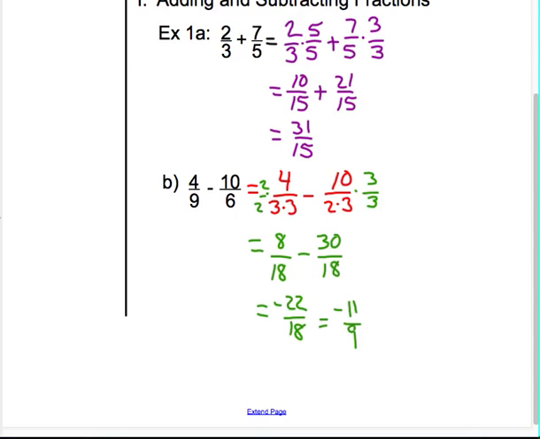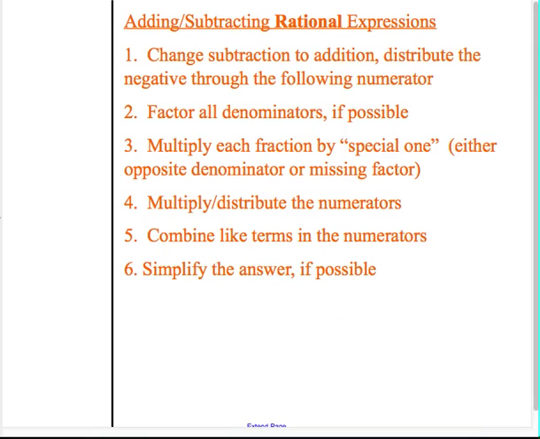All right, this next slide is going to give you some steps for simplifying rational expressions, adding and subtracting, and they're the same steps for adding and subtracting fractions. It's helpful to change the subtraction to addition and distribute because adding is easier than subtracting. So that'll help you make fewer mistakes with your signs. Factor the denominators, similar to that second example that we just went through. Multiply by the special 1 like we did on both examples. And then distribute, combine like terms, simplify.